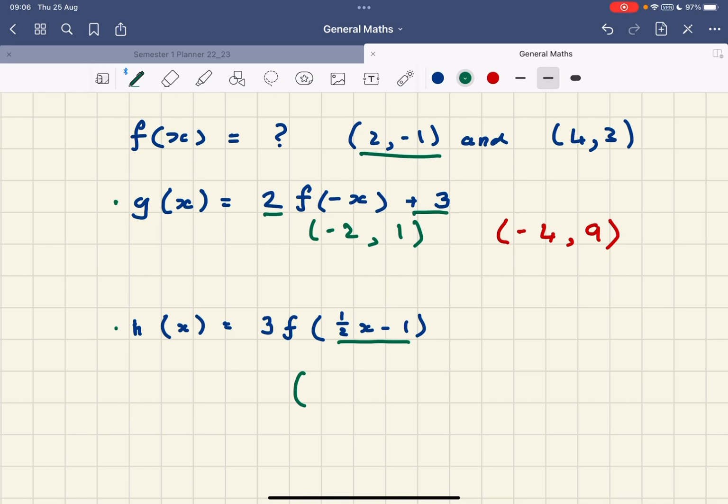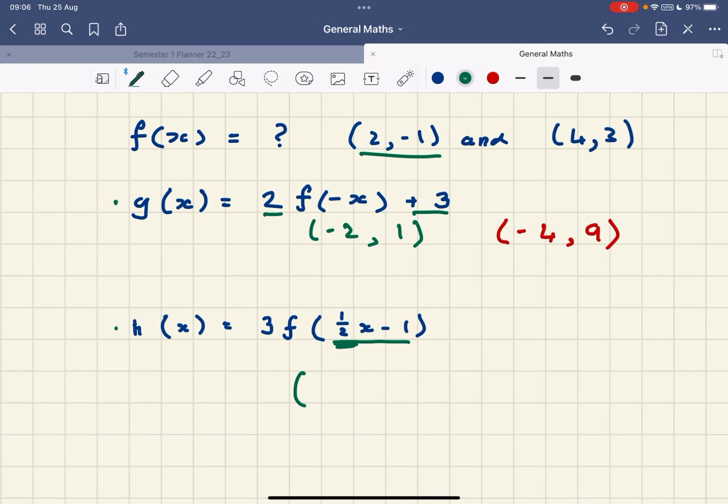And then it says take away 1. So when I take away, it moves it to the right. Now a funny thing is happening here. The instinct would be to multiply it by 2 and then add 1, making it 5. But it's not quite as simple as that. This half here, the times by 2, is doing a funny thing to the whole transformation.